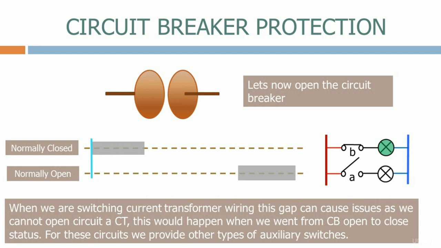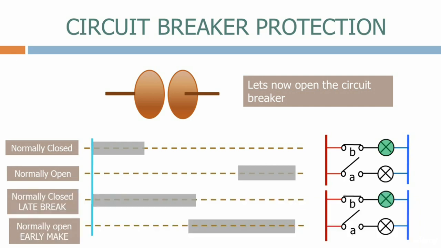When we are switching current transformer wiring, this gap can cause issues, as we cannot open circuit a CT. This would happen when we went from CB open to CB closed status. For these circuits, we provide other types of auxiliary switches: normally closed late break and normally open early make.